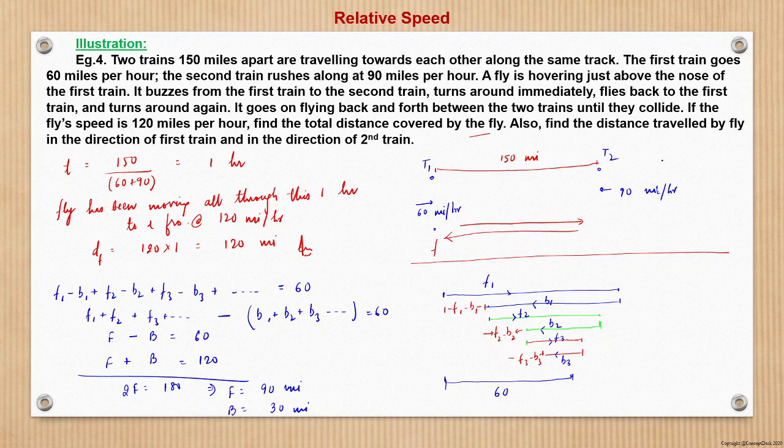The question was to find the distance traveled by the fly in the direction of the first train. In the direction of the first train, that is the forward movement, it is 90 miles. In the direction of the second train, that is the backward direction, it is 30 miles. So we have got both these answers, right? All the concept was there in this diagram, the pattern in which the fly is moving.